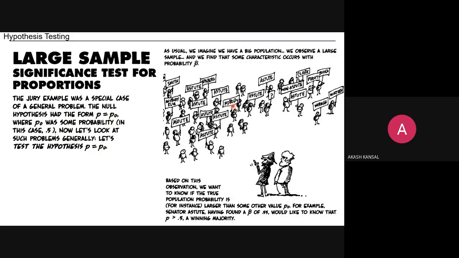If you remember, we covered the example where Sherlock Holmes was a pollster and he wanted to see the chances of winning of Senator Astute. They observed a large sample of around 1,000 people, and they calculated the probability p cap, which was 0.55. Obviously the winning majority is 0.5. So what he wants to know is the chance that p is greater than 0.5. Let's do it with hypothesis testing.